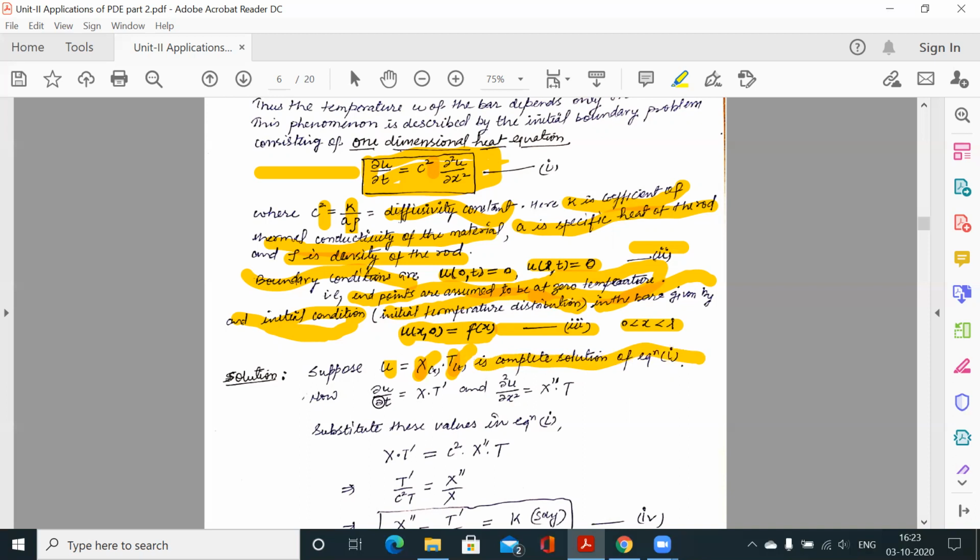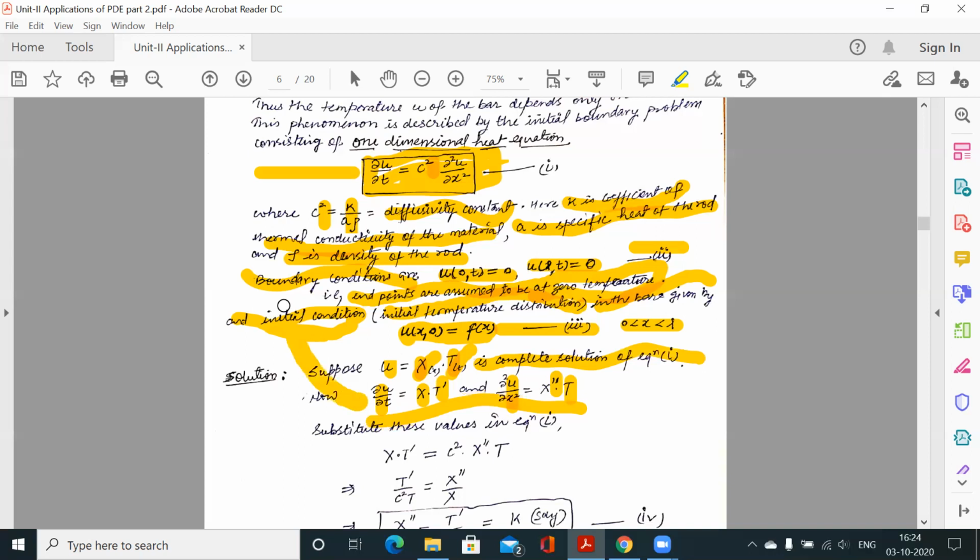So what do we do next? We substitute this solution into the given differential equation. For that we require del u over del t and del 2u over del x square. Del u over del t is a one-time differentiation of u with respect to t. X is constant because it is a function of x only, so it is independent of t. The differentiation would be T dash, and X is as it is: X T dash. Del 2u over del x square means double differentiation with respect to x, so X double dash, and T is constant with respect to x. So these are the derivatives.